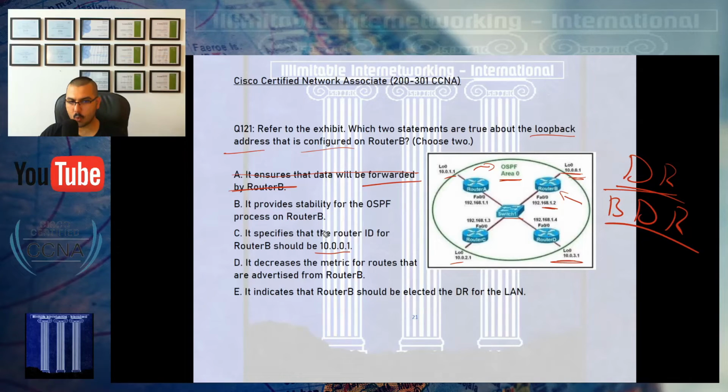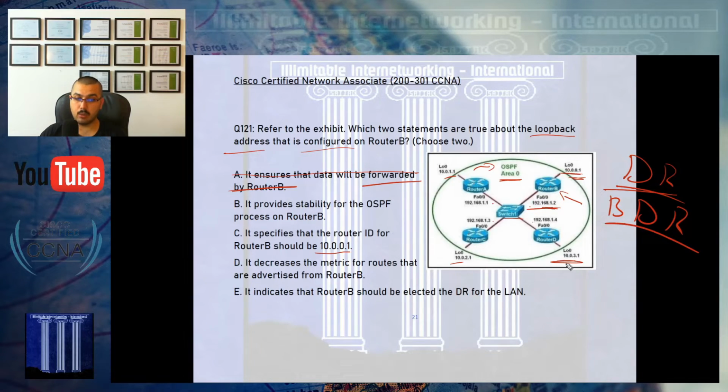Maybe. Why? Because a loopback never goes down as long as the router is operating with one of its interfaces. What I mean is that if, depending on the interface's IP address, not the loopback, one of the routers was elected as a DR and that interface later on went down, then this router will lose its privilege of becoming a designated router.